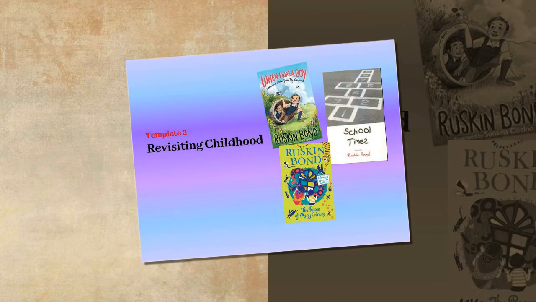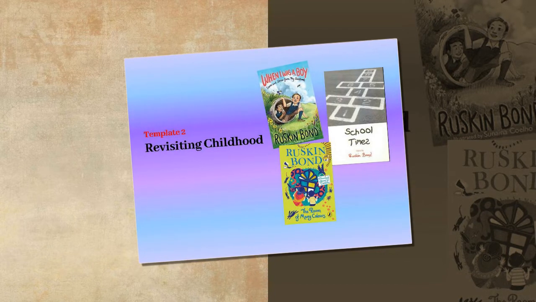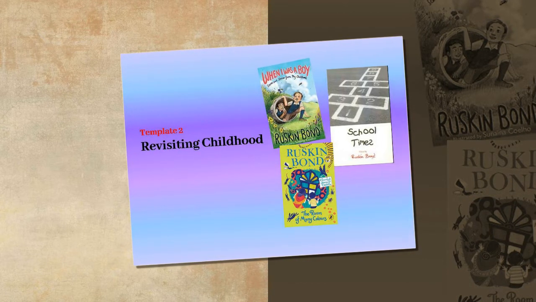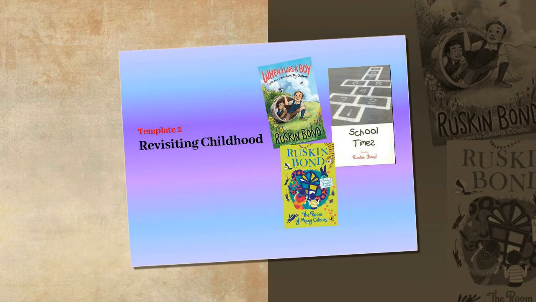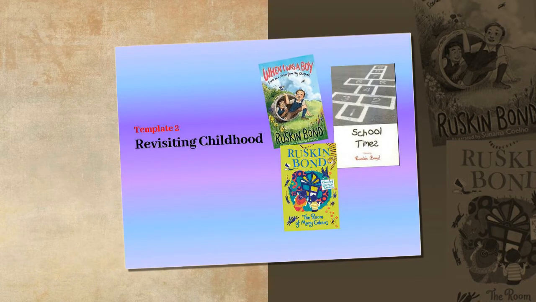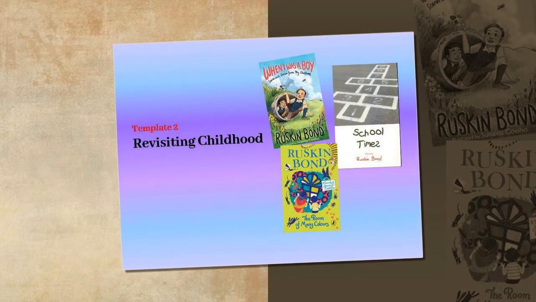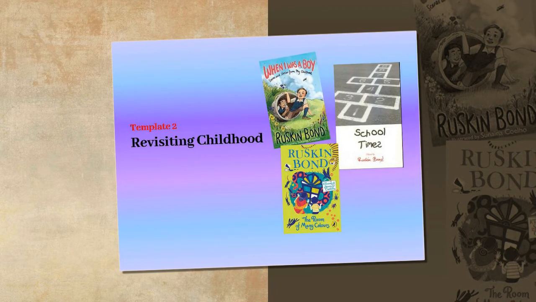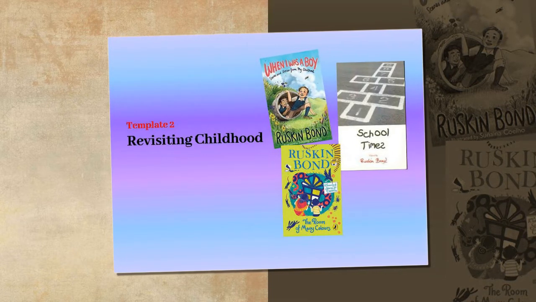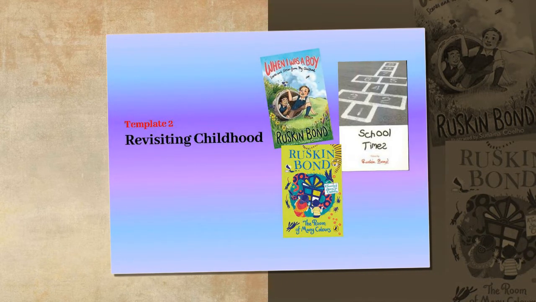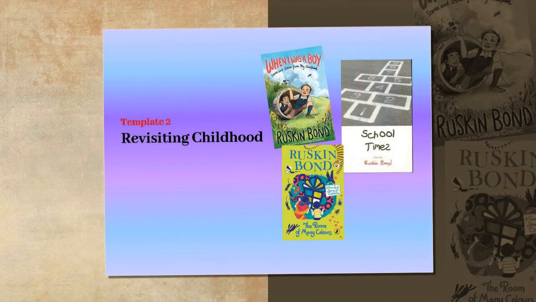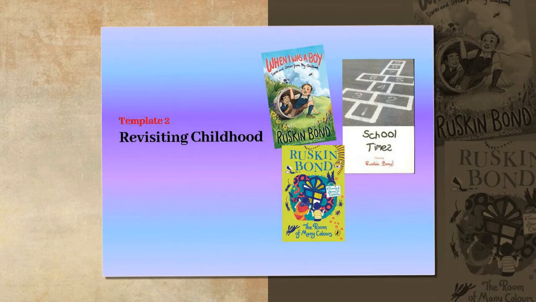Another very important template to be discussed over here is revisiting childhood. Now this is another very endearing aspect of Bond's writings. The Room of Many Colors, one of the very prominent short stories, is where he revisits his childhood and his days in Jamnagar, his days in Delhi, along with his father, and whether it is about stamp collecting, where he had that passion of collecting stamps, and how his father helped him to gather and accumulate those.